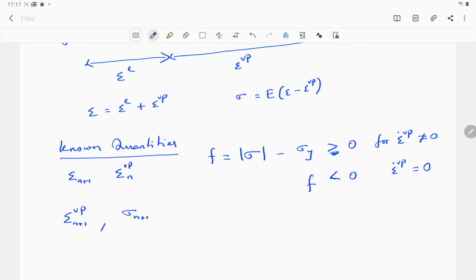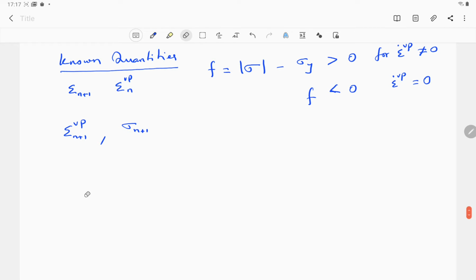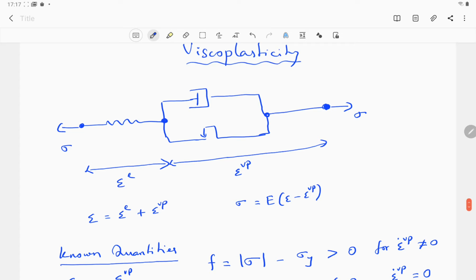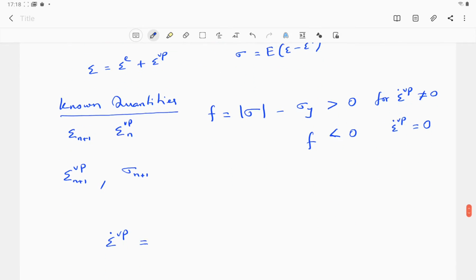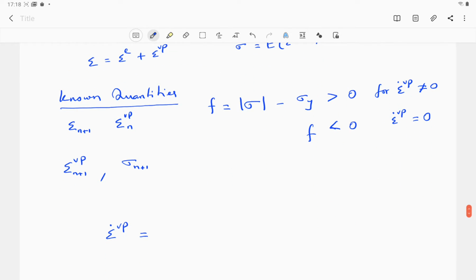Okay, let me erase that. Okay, so if that condition satisfies, then what is epsilon dot Vp? Epsilon dot Vp is equal to the force acting on this damper divided by the damping coefficient. Okay, let's call the damping coefficient as eta. So 1 by eta into the force.